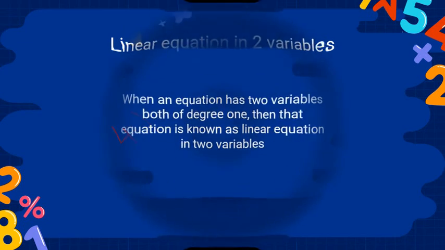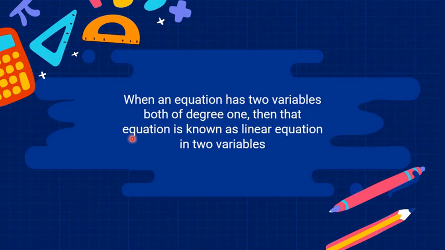Moving to the next slide. What is a linear equation in two variables? When an equation has two variables both of degree 1, then that equation is known as a linear equation in two variables. When the variables are 2 and the degree of the variable is equal to 1, then it is called what? It is called a linear equation in two variables.